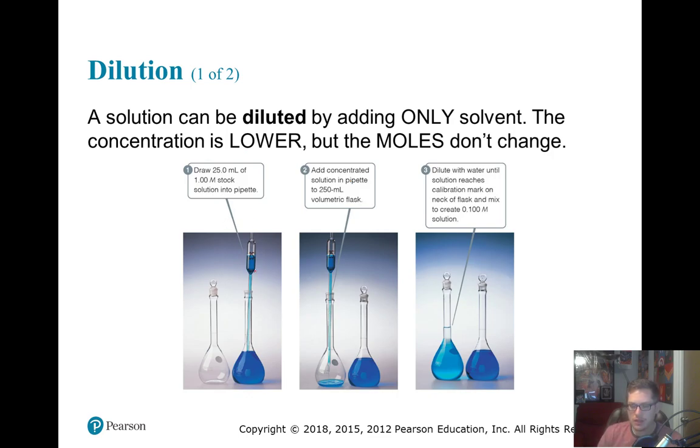So in this example here, they've drawn 25 milliliters of some 1 molar stock solution, and then they put it over here, and then they added water until you got back up to the line of the flask.